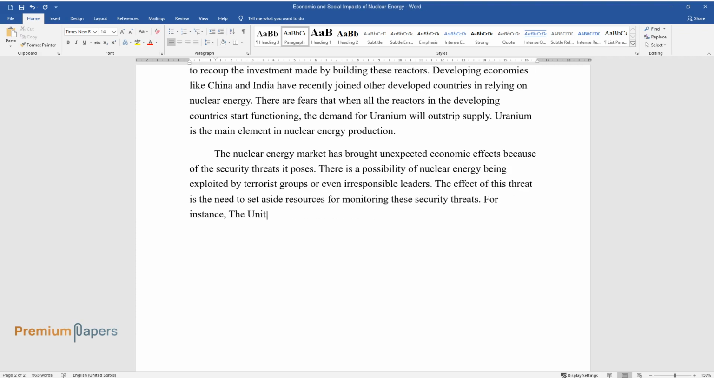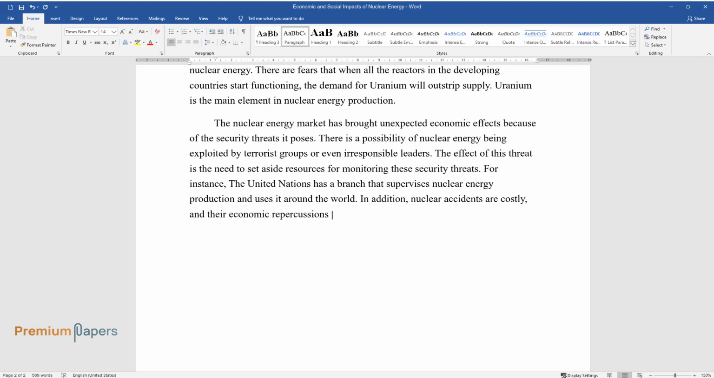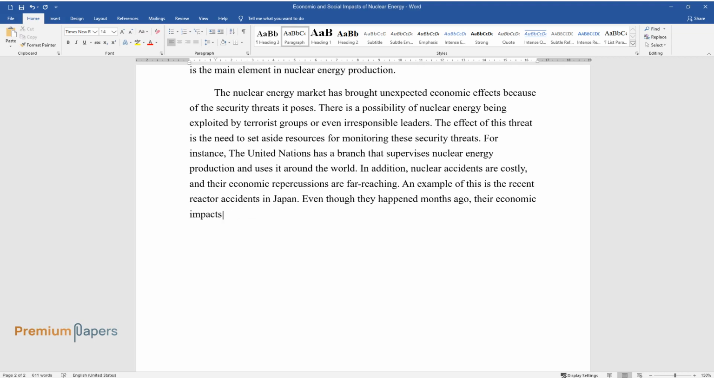For instance, the United Nations has a branch that supervises nuclear energy production and uses it around the world. In addition, nuclear accidents are costly, and their economic repercussions are far-reaching. An example of this is the recent reactor accidents in Japan. Even though they happened months ago, their economic impacts continue to be felt in Japan and around the world.